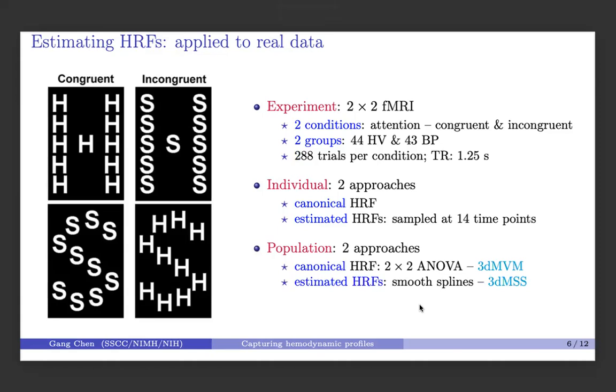Then when we go to the population level, corresponding to each of the two approaches at the individual level: each individual has two beta values, and we have two groups. So at the population level, we run a 2 by 2 ANOVA. How about the hemodynamic response estimation approach? In that case, remember each condition will have 14 sample data points. So we use smooth splines, with the program 3dMSS, to compare groups, compare conditions, and test the interaction.